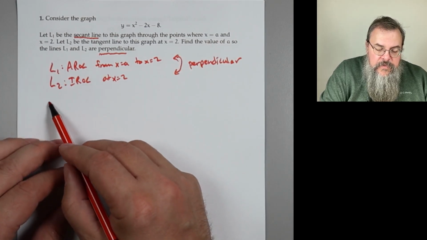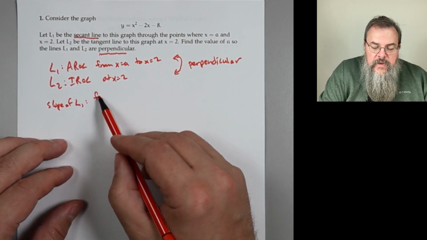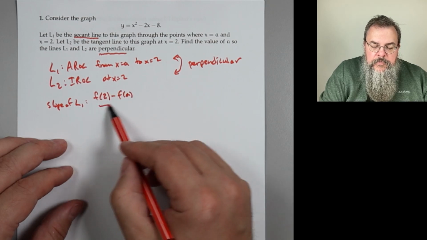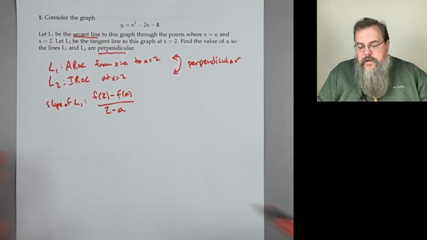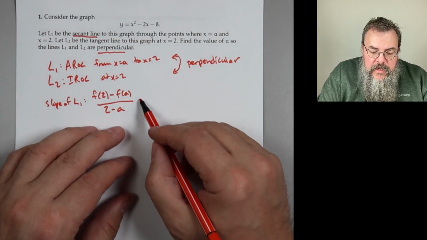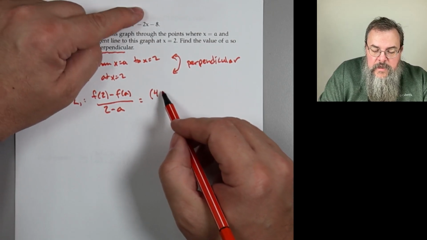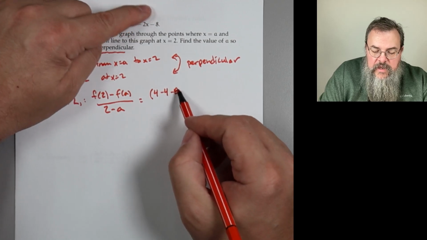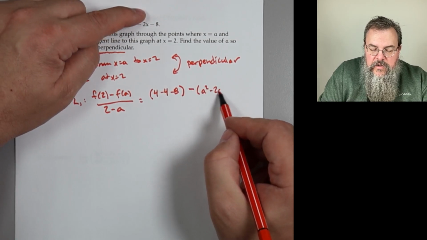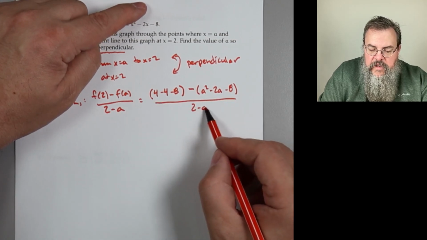So the slope of L1 is f of 2 minus f of a, over 2 minus a. I don't know how a relates to 2, and I don't need to know. What's that? Well, f of 2, we plug it in, we get 4 minus 4 minus 8. Subtract a squared minus 2a minus 8. All of that over 2 minus a.